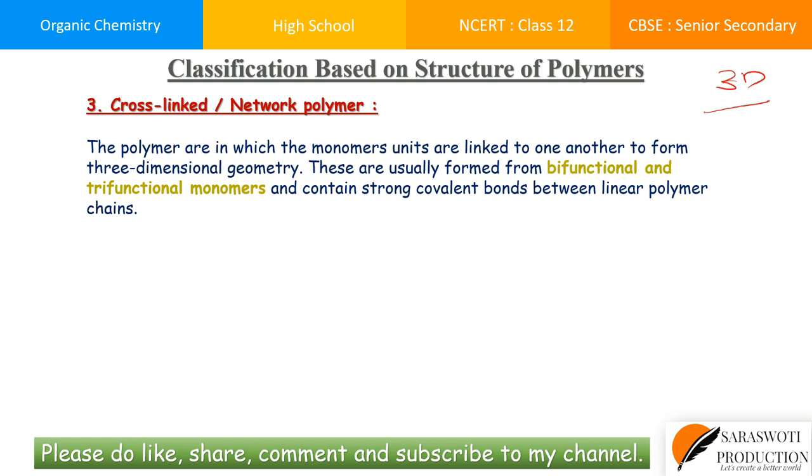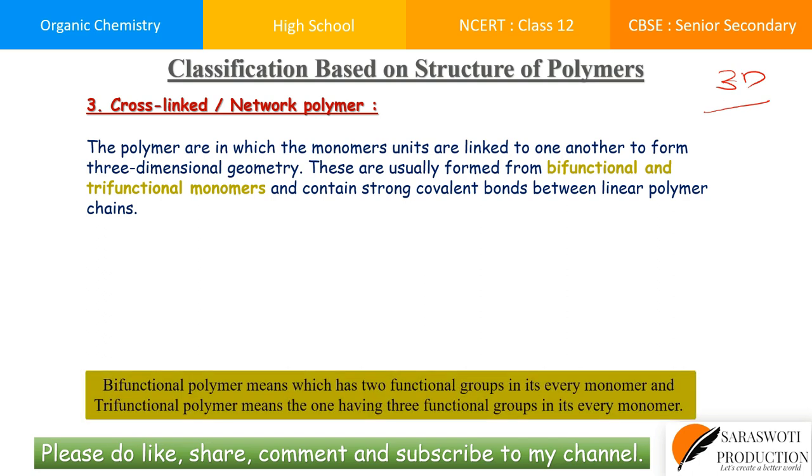Now what does this mean? Let me tell you. Bifunctional means having two functional groups in every monomer. And trifunctional means having three functional groups in every monomer. It's as simple as that. Let's say I have a monomer in front of me, some carbon chain like this. If it has two functional groups, let's say OH and over here, X, a halogen, this is an example of a bifunctional monomer. If I have one more, let's say some A or B or Y, that is an example of a trifunctional monomer. So you can see what it basically means.